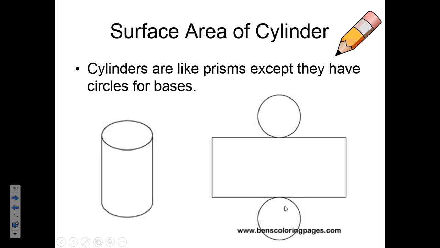So what would I need to do to find the surface area of this cylinder? Well, I would need to know the area of this circle, and these two circles should be the same, so I would need to find the area of the two circles. So I would find the area of one circle and multiply it by 2. And then I'd need to find the area of this rectangle, which is base times height.